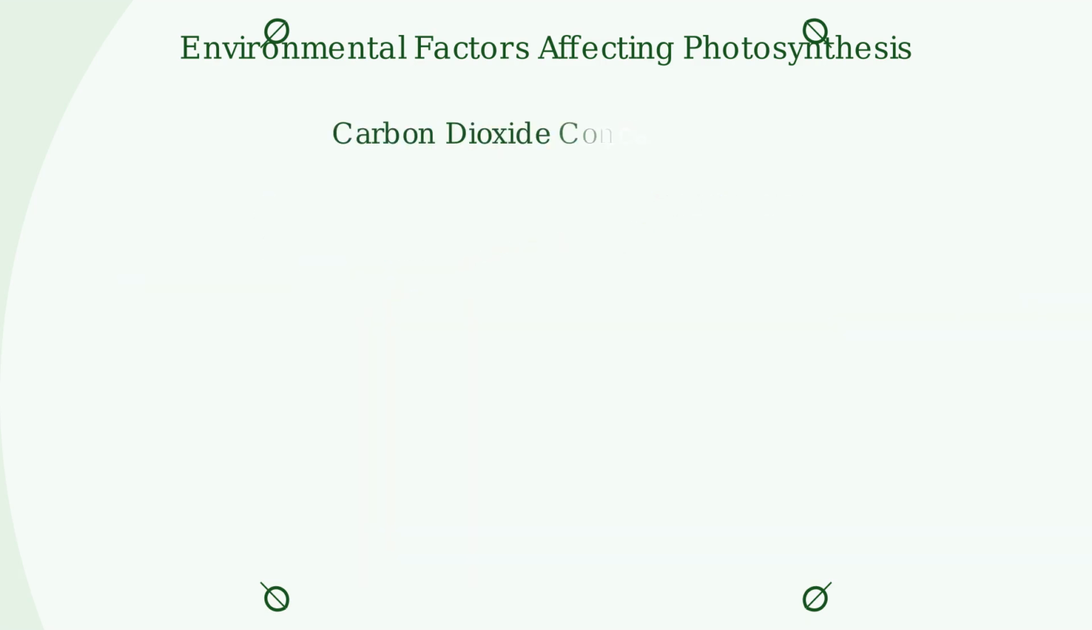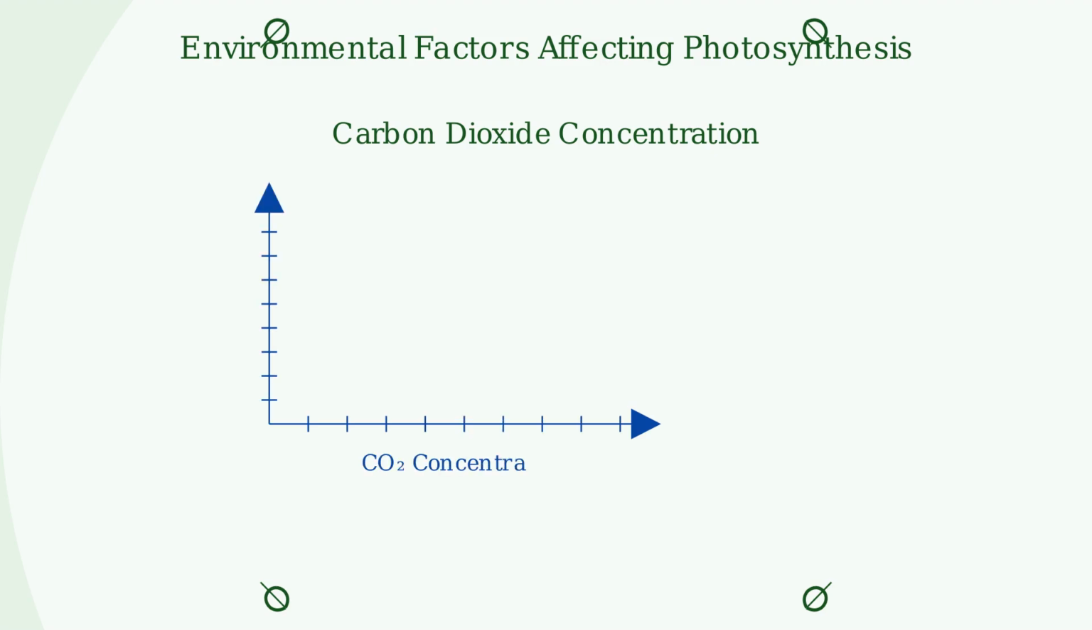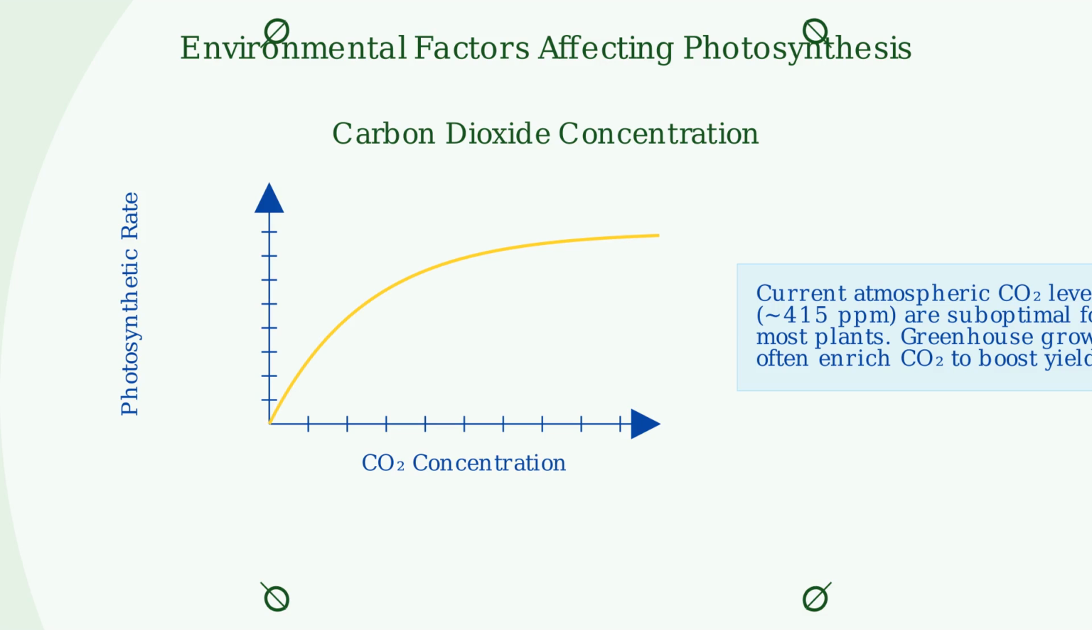Carbon dioxide concentration is critical for photosynthesis as CO2 is a key substrate for the Calvin cycle. Increasing CO2 concentration typically enhances photosynthetic rate until other factors become limiting. Current atmospheric CO2 levels are often suboptimal for maximum plant growth.